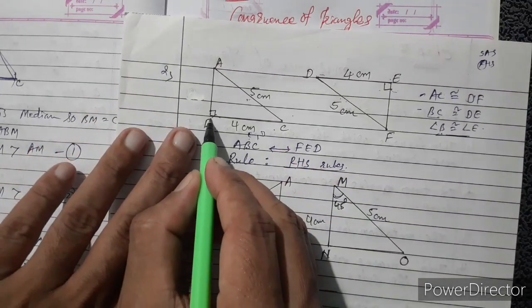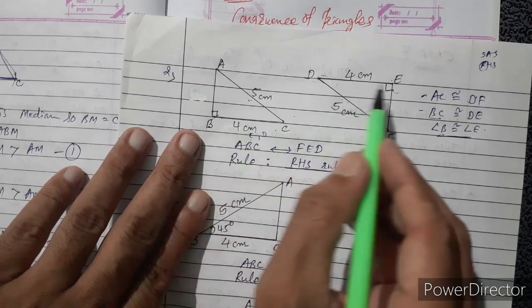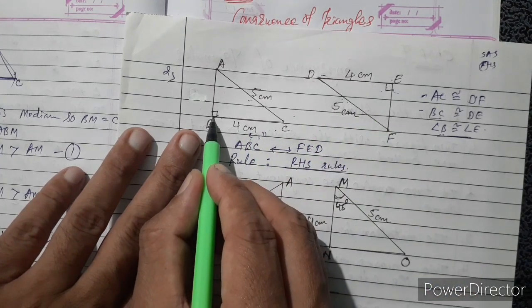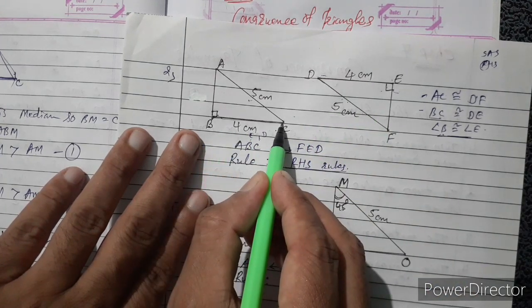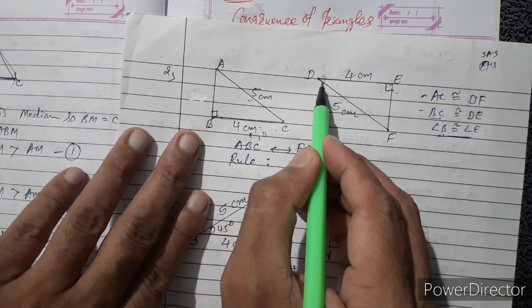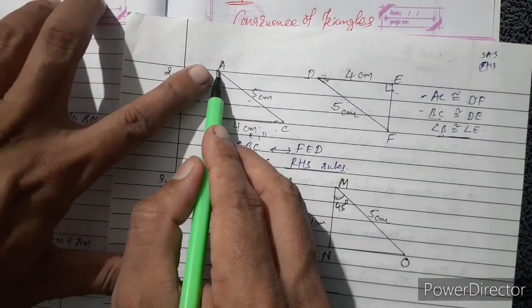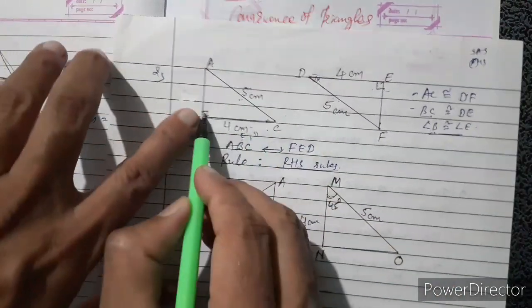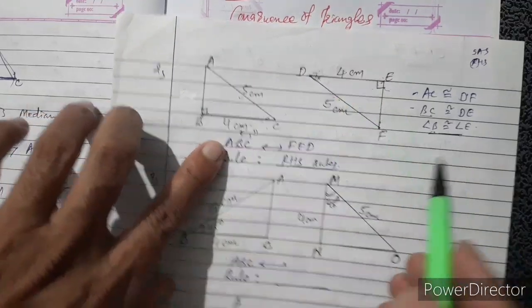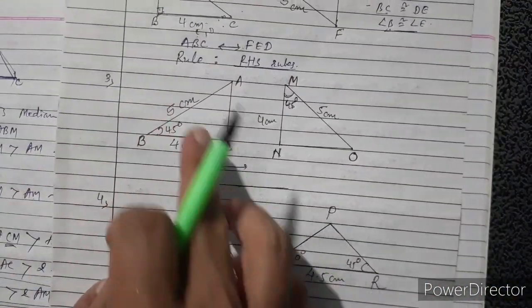Just start with B, okay, with E, then B to C. Okay, 4 centimeters. Same A to D is 4 centimeters. These two are equal. So third one is A. So A F B E C D. So F E D. Okay.